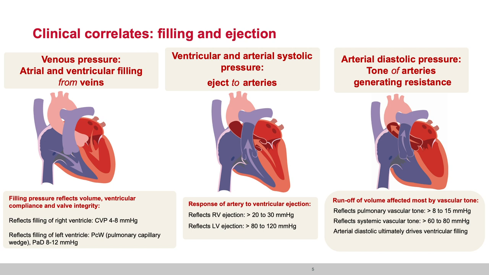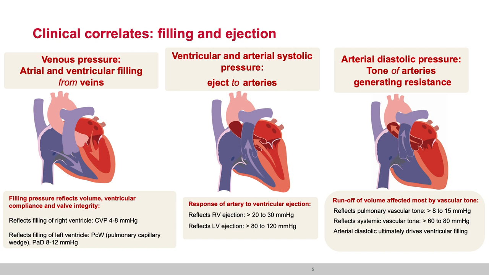And it reflects the filling of the left ventricle using pulmonary capillary wedge, or PA diastolic pressure, with a measurement of around 8 to 12 millimeters of mercury. Now let's recall that this is just the pressure column that is generated when volume goes from vein to atria to ventricle and promotes filling.